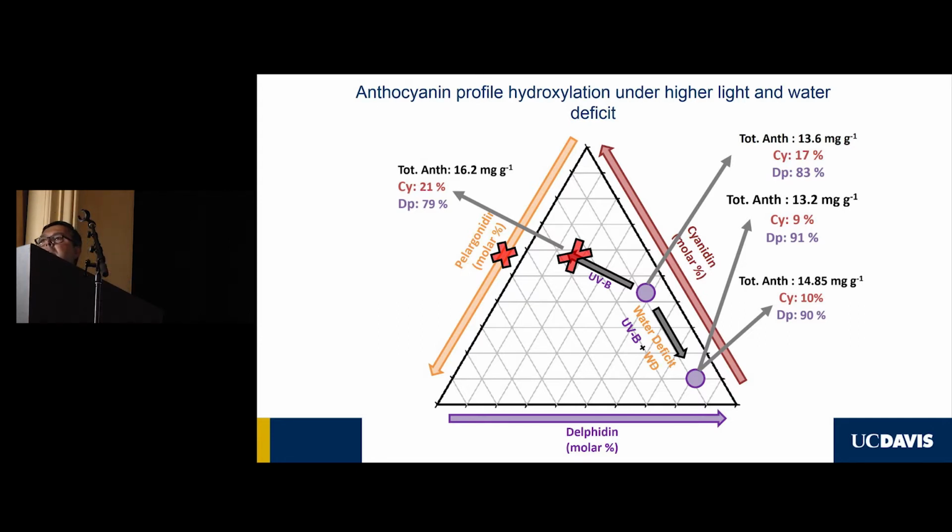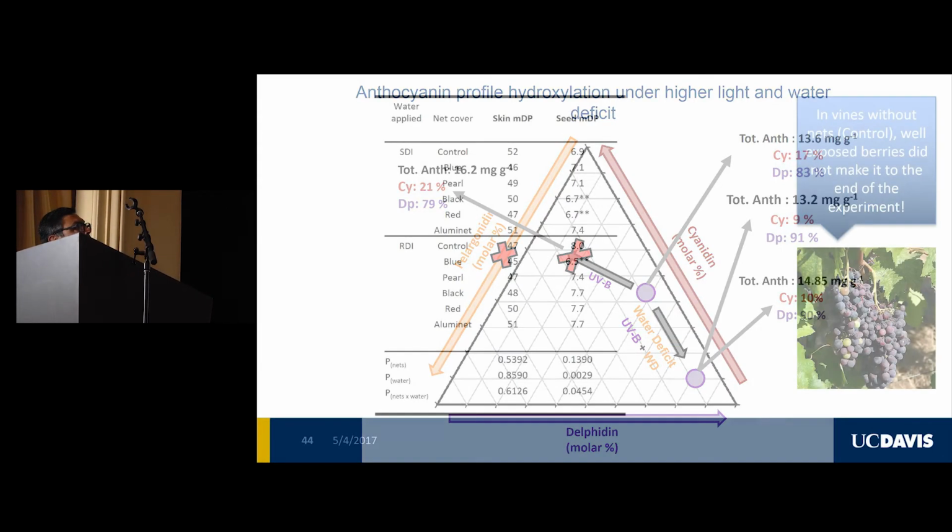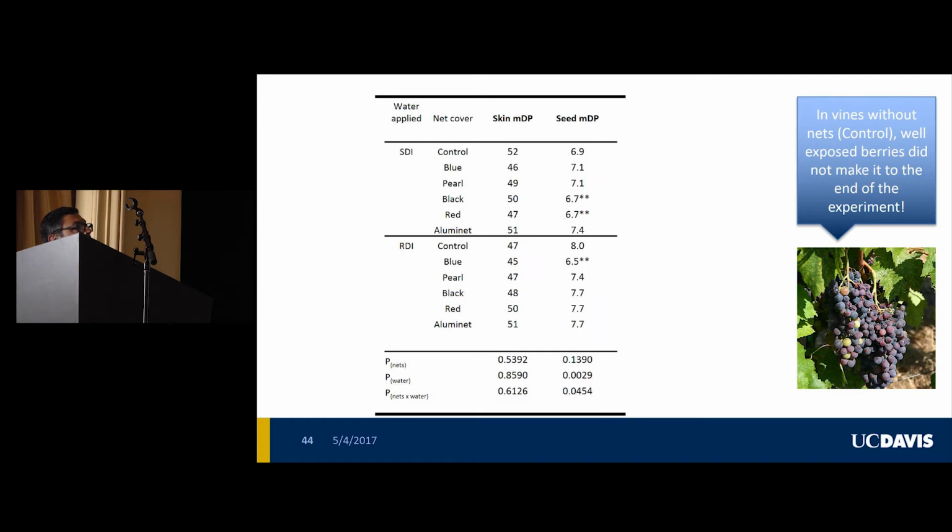Of course, anthocyanins are not the only thing in the grape berry. We make a big deal about the mouthfeel. So we looked at the mean degree of polymerization at harvest with these different shade cloths.